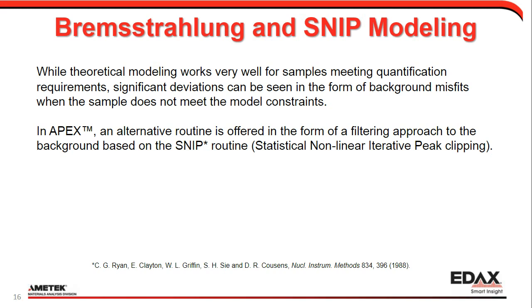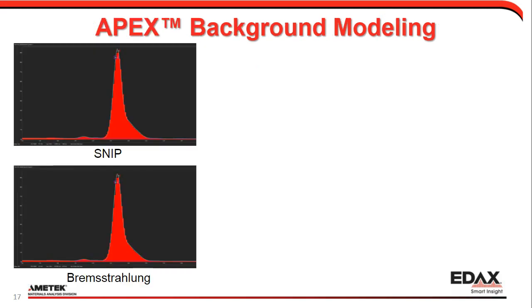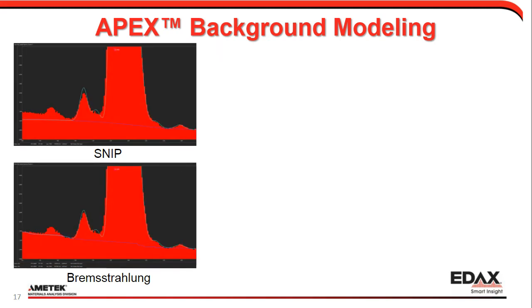So the difference between these: here I have a multi-sulfide. If you look at it from far away, there's not much of a change. But if we zoom in and look at the background, you start to see something different. Snip is just a smooth curve, whereas the Bombshell has absorption lines and everything else.